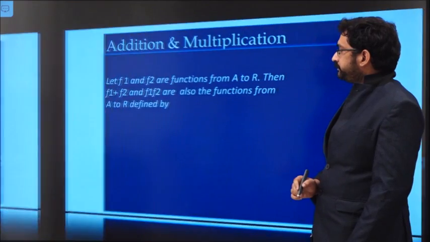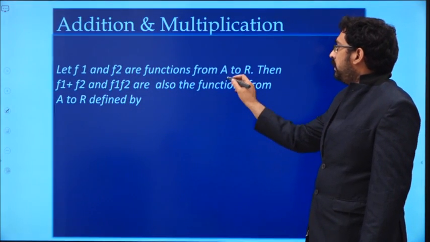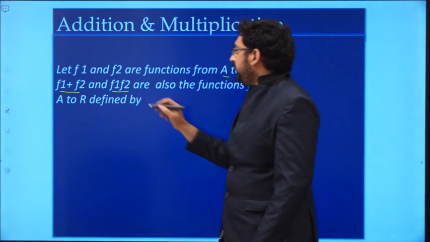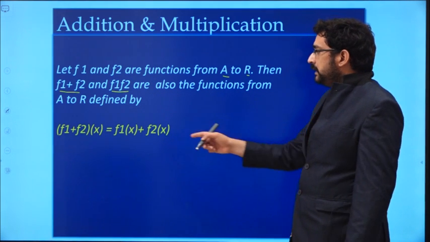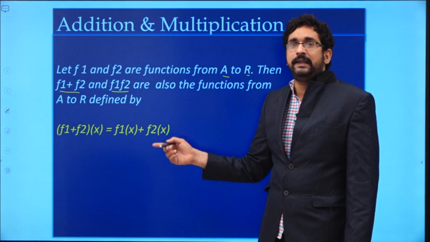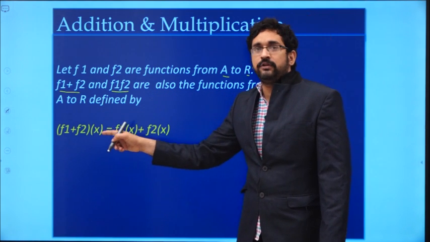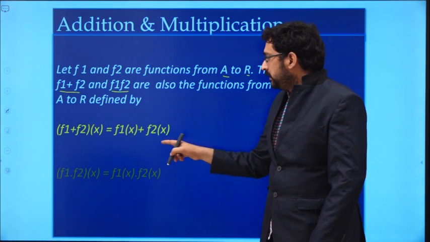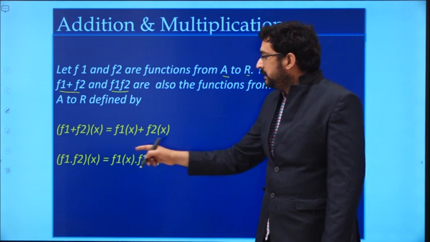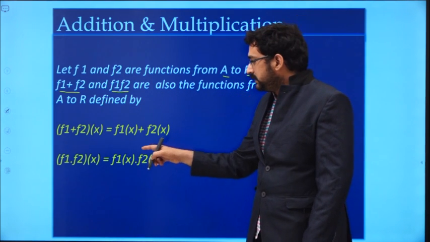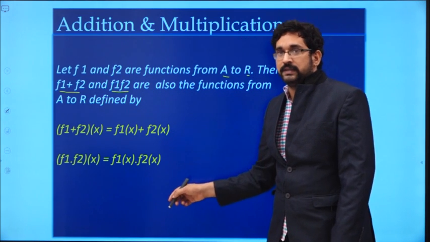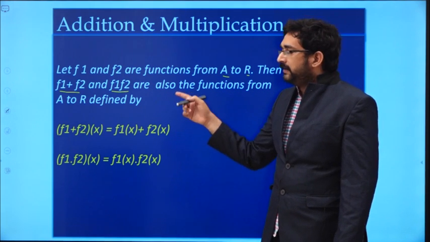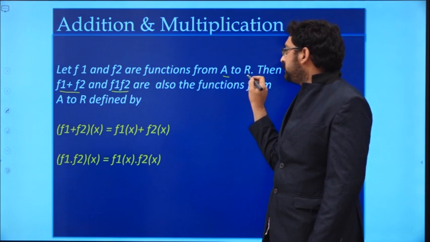See one example. Let f1 and f2 be functions from A to R, then f1 plus f2 and f1 f2 are also functions from A to R. In this way, we can define addition and multiplication on functions. If f1 and f2 are two real valued functions, then (f1 plus f2)(x) equals f1(x) plus f2(x), and (f1 times f2)(x) equals f1(x) times f2(x). These are the addition and multiplication defined on two real valued functions because their codomain is R.